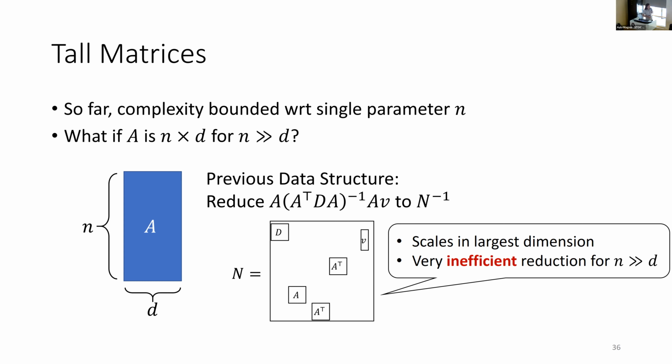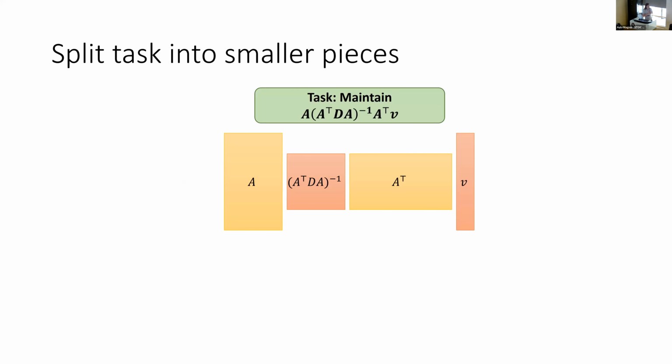I want to briefly sketch how we do this in the case of these interior point methods. So the idea is to just split our data structure task into smaller modules. Our task, right, was to maintain the value of this formula up there. Here I represent this formula as boxes. So each box is a matrix. And let's split this into smaller tasks.